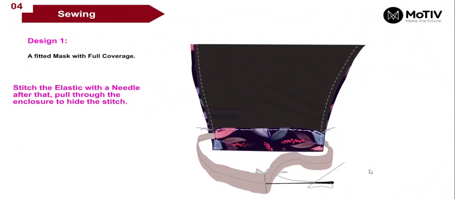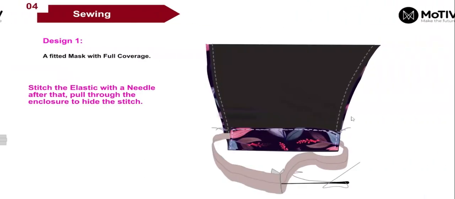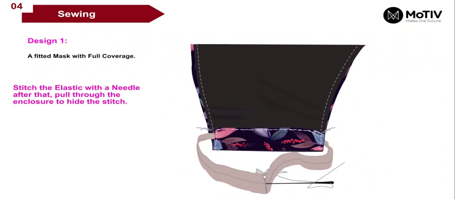Then the next thing is to bring the sides. You're going to bring both sides, this side here and this side here of the elastic. You bring them together and you use your hand needle to stitch them in place. After stitching them in place, you will pull this elastic such that this end where you've stitched with the hand needle is hidden inside here. And then you will have completed your mask.